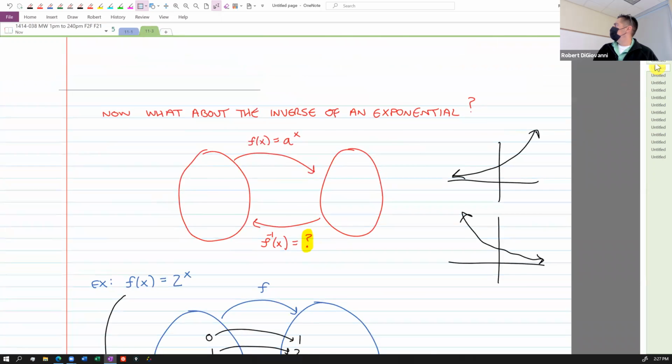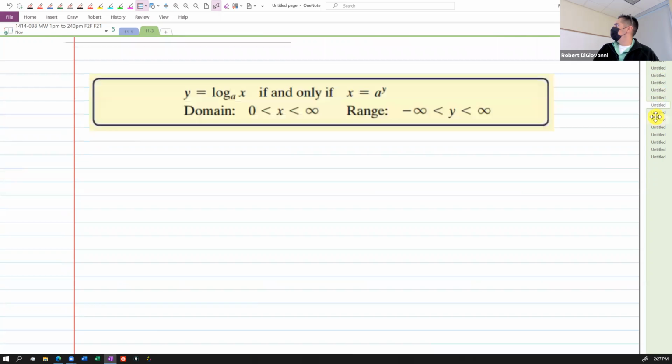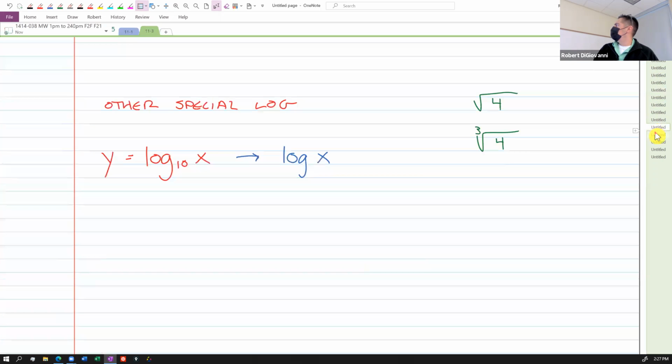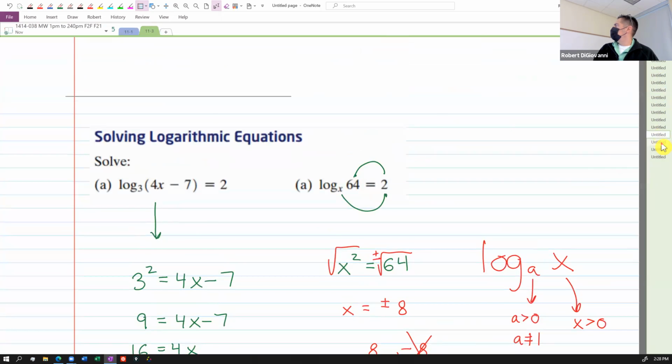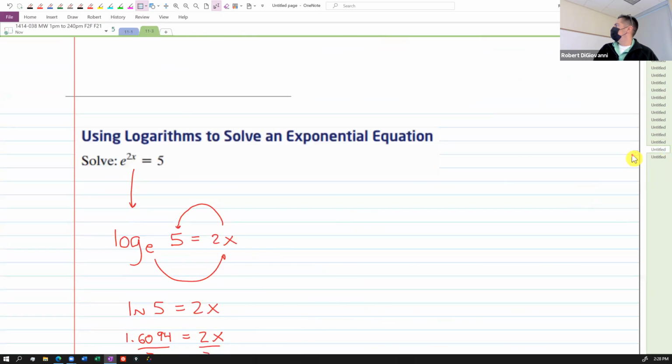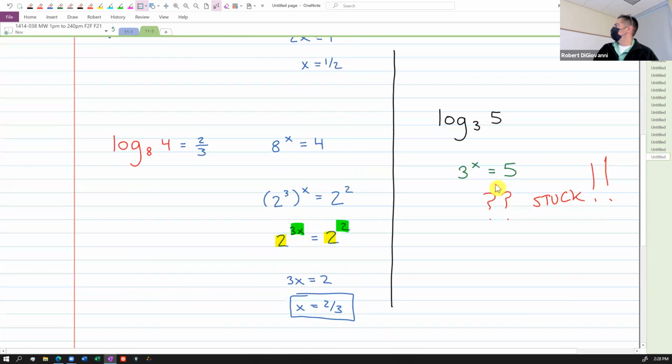Where'd it go? Where is it? That one. Remember this one? 3 to the x equals 5. We still don't have a way of doing this. We will next class. I'm not going to be able to get to it today.